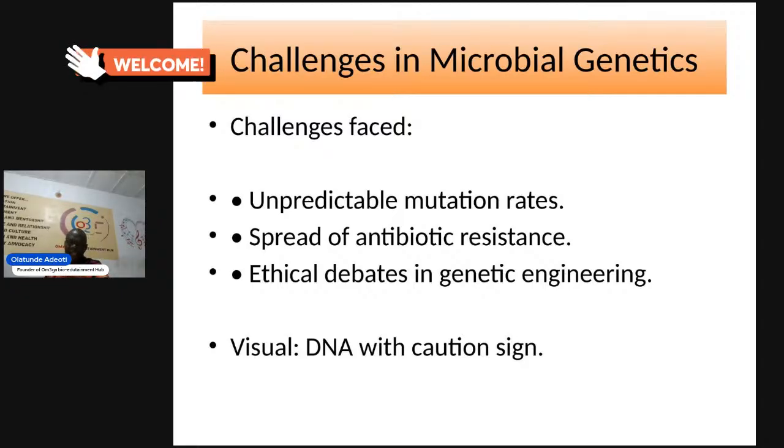Number one is that mutation rate is unpredictable. You can never tell which way a protein can proceed. Then the spread of antibiotic resistance is a major threat to human health, just like I said. Then there are ethical debates in genetic engineering.